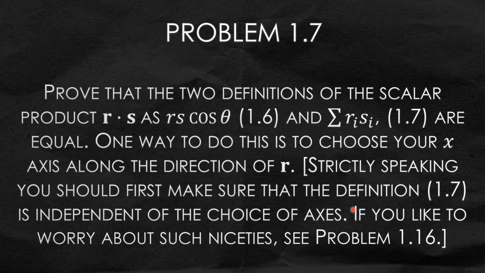Today we're diving into a cornerstone of the vector analysis world, the dot product. And we're tasked with proving that the two definitions of the scalar product, r dot s as rs cosine theta, often known as the geometric definition, and the sum of the component products, 1.7, which is often the algebraic definition, are equal. One way to do this is to choose your x-axis along the direction of r.